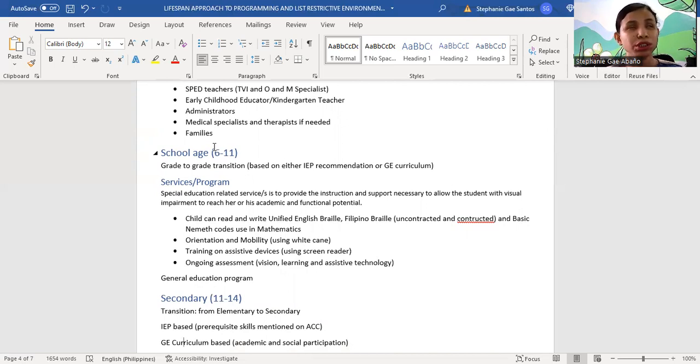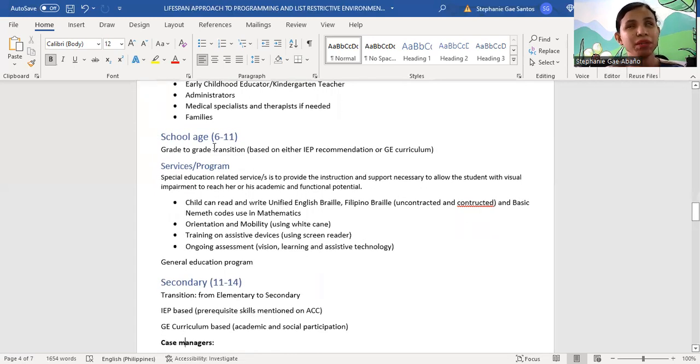And who are the case managers and implementers in this stage?